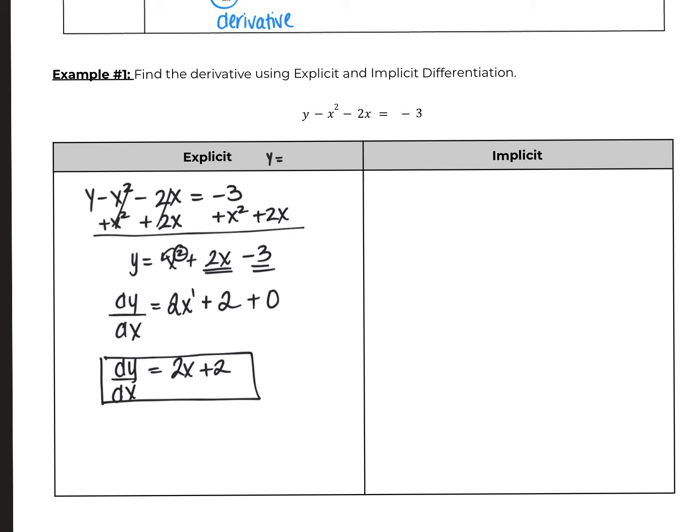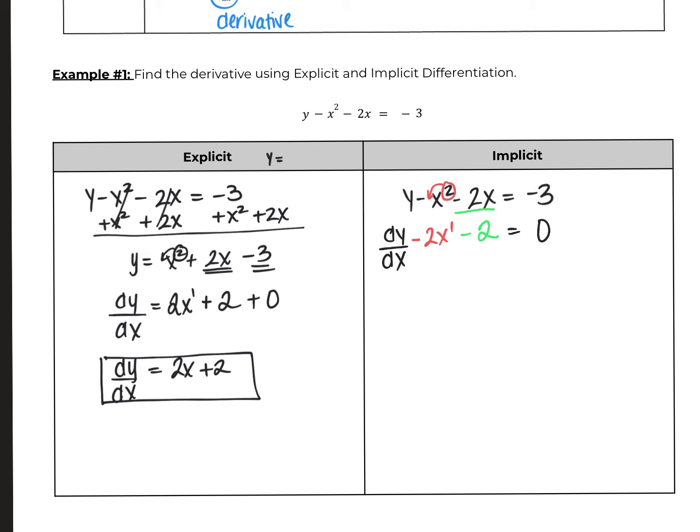Now we can do the same thing using implicit differentiation. So implicit differentiation implies that everything stays where it is. So what we can do is take the derivative of each of the pieces separately. So the derivative of y is dy over dx. The derivative of x squared, bring the 2 in front. So minus 2x, drop the power down by 1. The derivative of negative 2x is just negative 2. And the derivative of our constant 3 is 0.